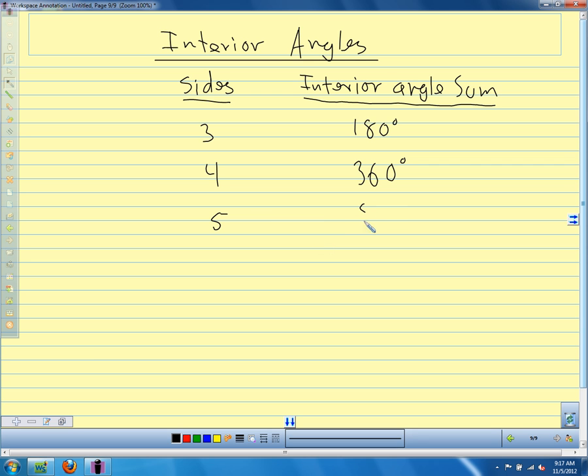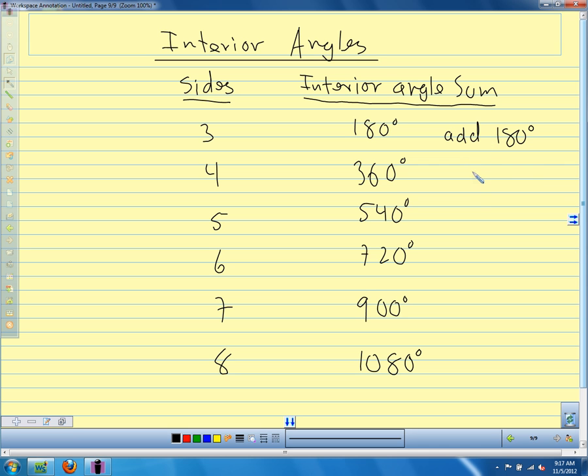Five sides? 540. Six sides? 720. Seven sides? 900. And we'll just go through octagons. Octagons is 1080. And all we do is add 180 degrees each time.